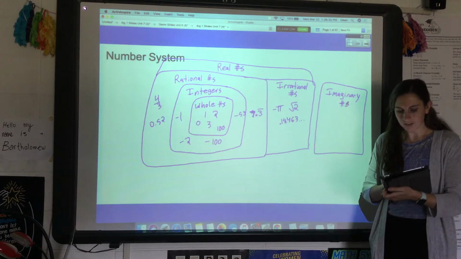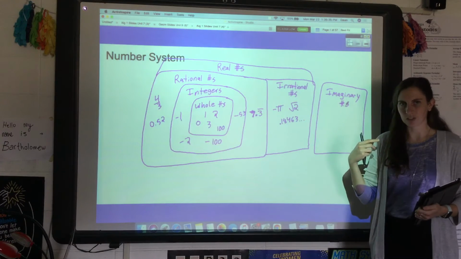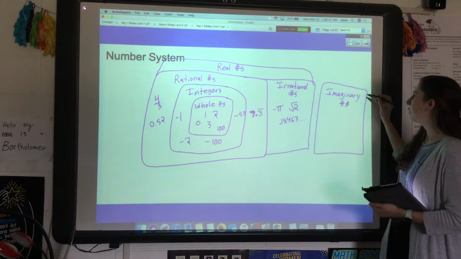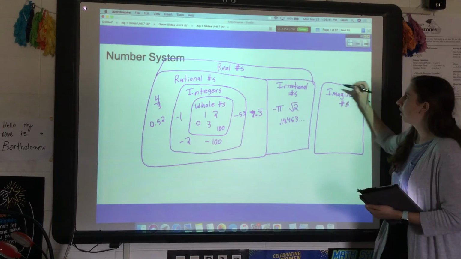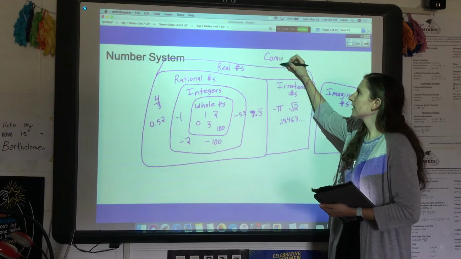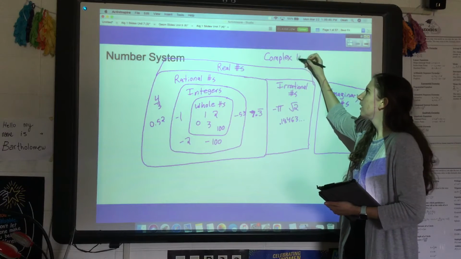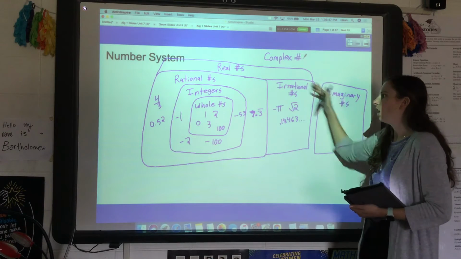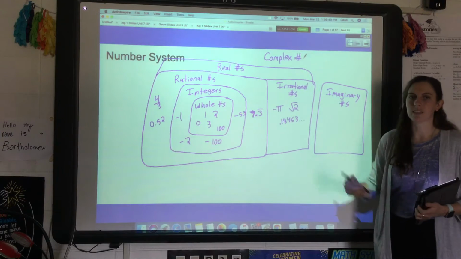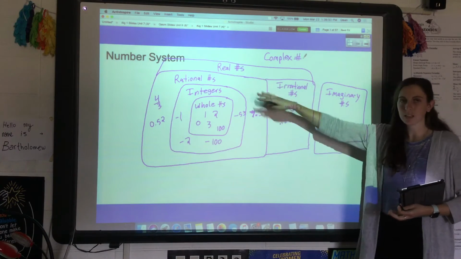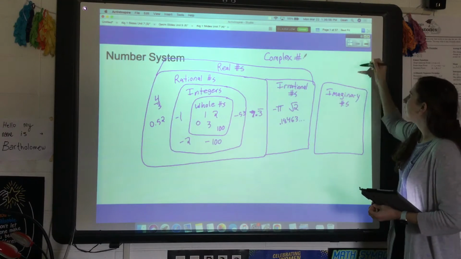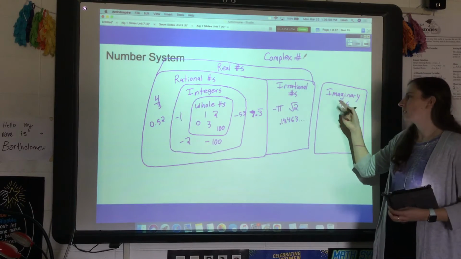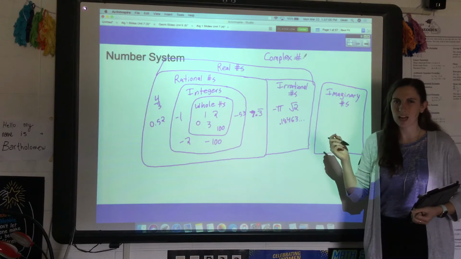So what does that even look like? What does an imaginary number look like? Oh, and by the way, if you combine imaginary numbers with real numbers, that's what's called a complex number. So all of this combined is the complex number system. A complex number could be a real number, it could be an imaginary number, it could be those combined. So when you hear complex numbers and imaginary numbers, they're used interchangeably a lot.